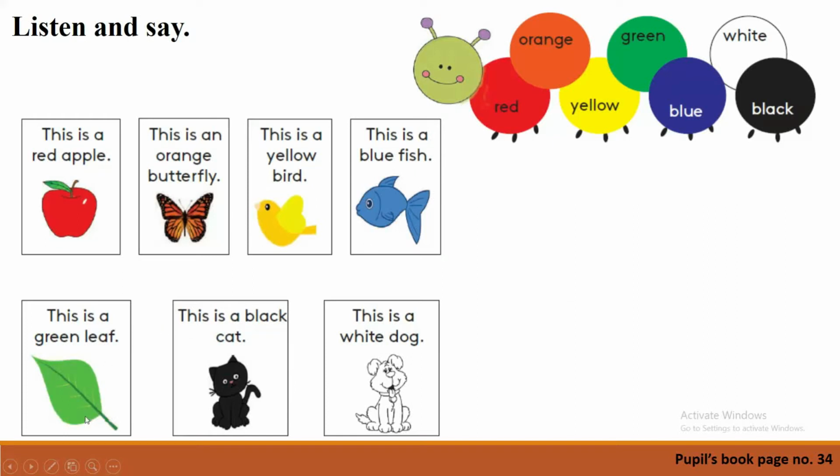Next one, what is it? A leaf. What color is it? Green color. Then how can you describe? This is a green leaf.